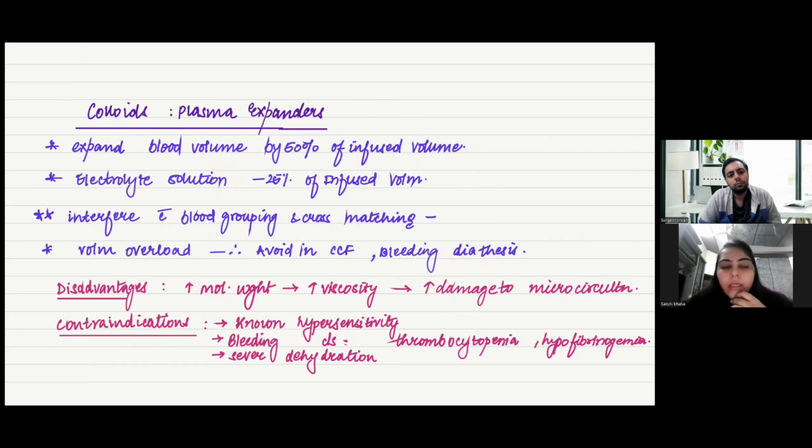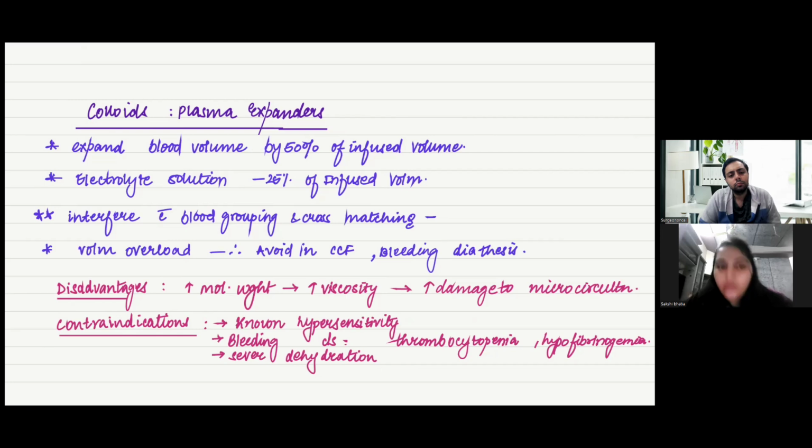Okay, so now when we are done with crystalloids and calculation of the fluid, next we move on to the other category of fluids, that is colloids. First we have plasma expanders. Plasma expanders, as the name suggests, expand the blood volume by 50% of the infused volume, on the other hand, the electrolyte solutions expand the volume by 25%. But the disadvantage is that since they are high molecular weight, that leads to high viscosity of the fluid, and this can result in damage to microcirculation.